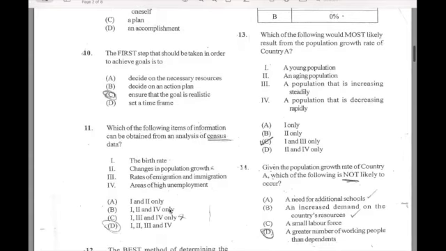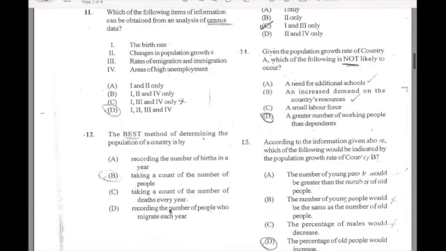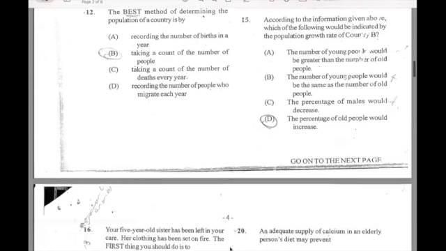Question number 14. Given the population growth rate of country A, which of the following is not likely to occur? So if your answer is D, then you're correct. A greater number of working people than dependents. According to the information given above, which of the following would be indicated by the population growth rate of country B? So if your answer is D, you're correct. The percentage of old people would increase.